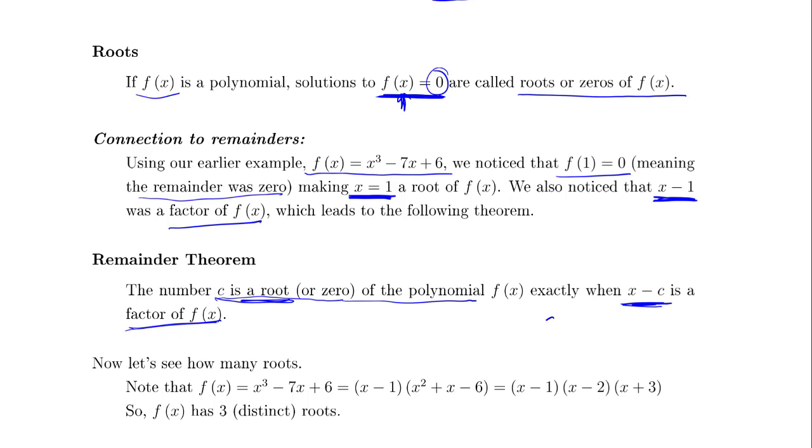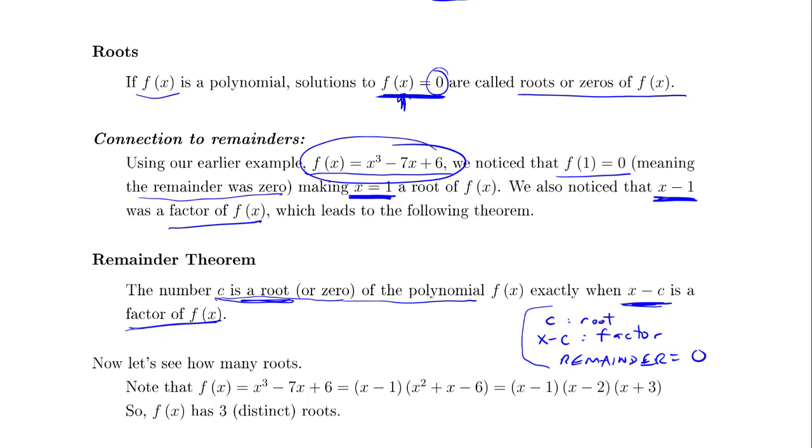So c would be a root, x minus c would be a factor, and this is all connected to a remainder of 0 from the polynomial division. Remember those things as a nice triplet there. The number is a root when x minus that number is a factor and the remainder equals 0 from the polynomial division. All right, so we found for that f of x as x cubed minus 7x plus 6, we found that 1 was a root.